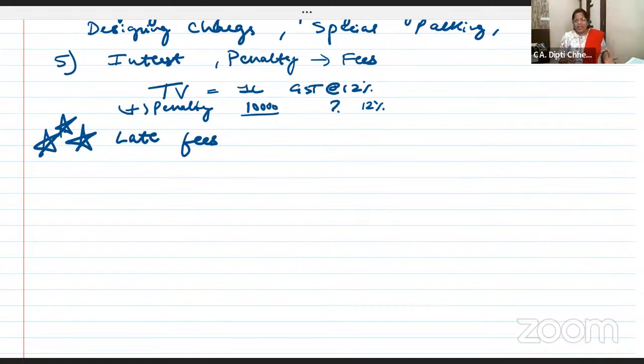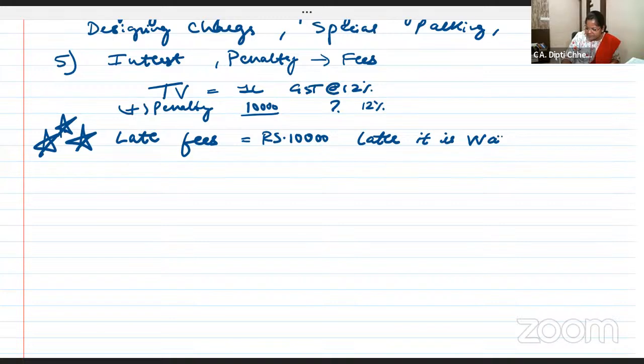Are you all following? What are we doing? Is it making sense in the flow? So they say late fees is rupees 10,000, and then next to it they write, later it is waived. So will you include it in the GST? Tell me. Late fees is 10,000.